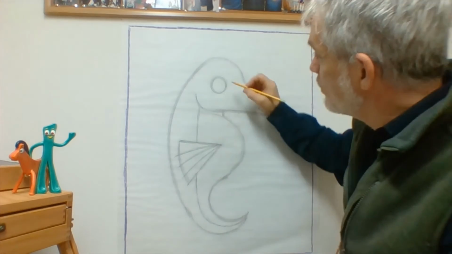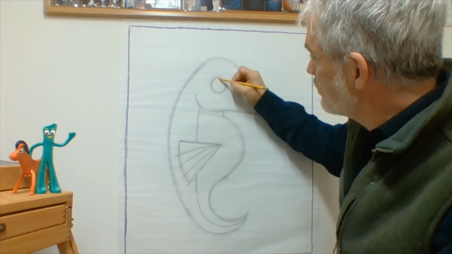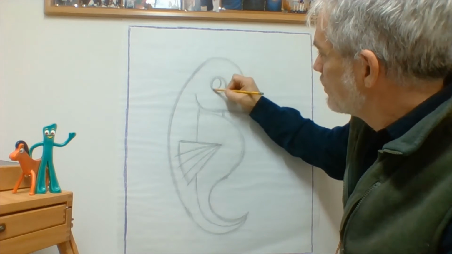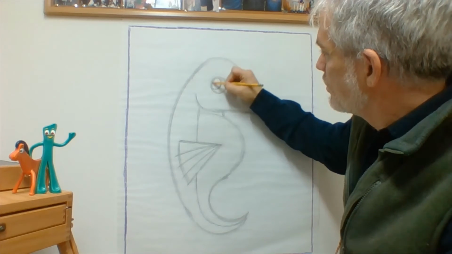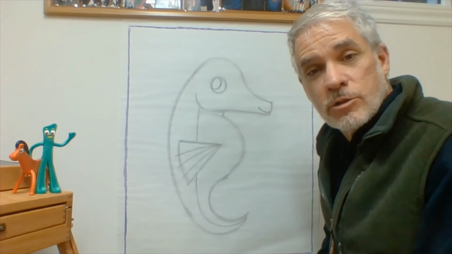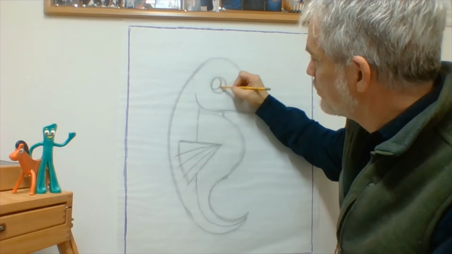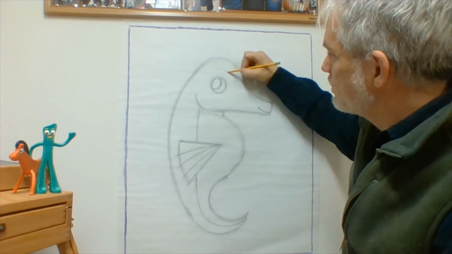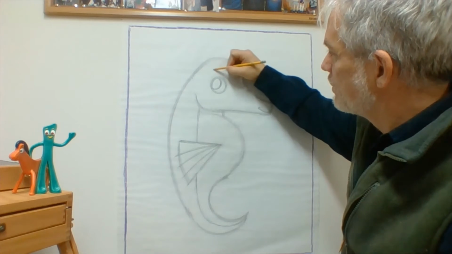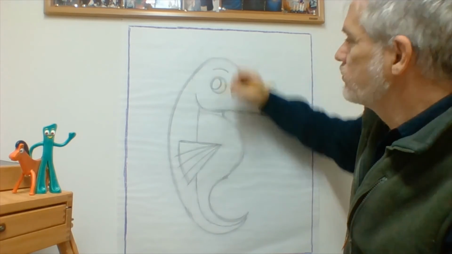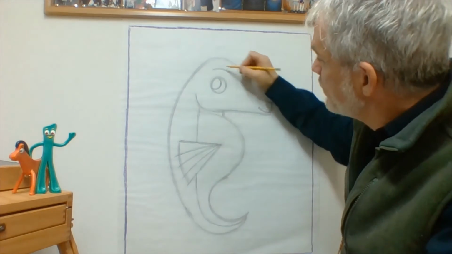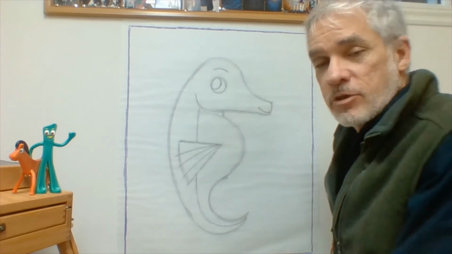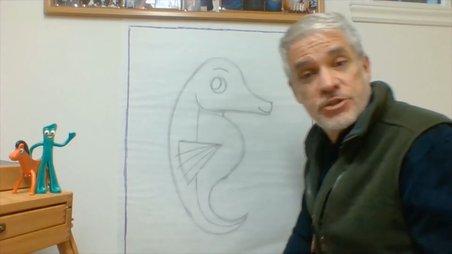I'm going to draw a little curved line right here, just a little circle inside my circle. And this is the colored part of his eye. I'm going to give him a little eyebrow. And if you want to, you can give your seahorse a little eyebrow. And if you don't want to, you don't have to. It's optional. Optional means you have a choice.